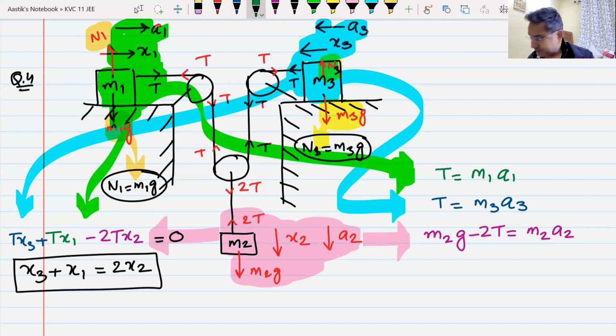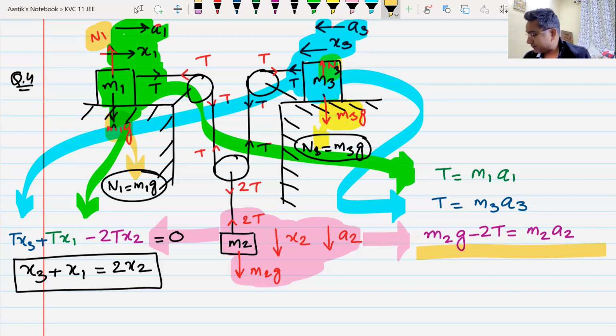Now, as you can see, you have four unknowns: T, A1, A2, A3, and you have four equations. You have to solve them, get your answer, stay happy. How much time should you take to solve this? 10 seconds at the maximum. How do you solve it in 10 seconds? Now, I'll tell you my way of doing it. You can use your own way.